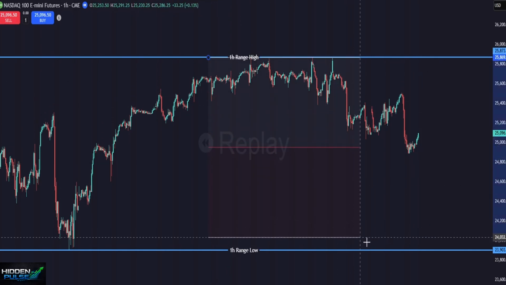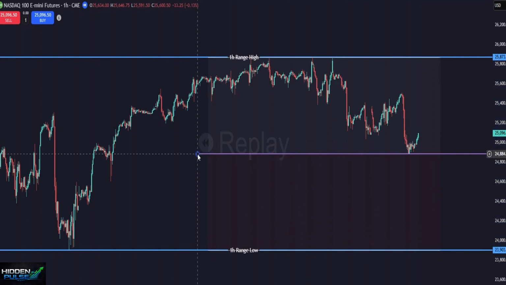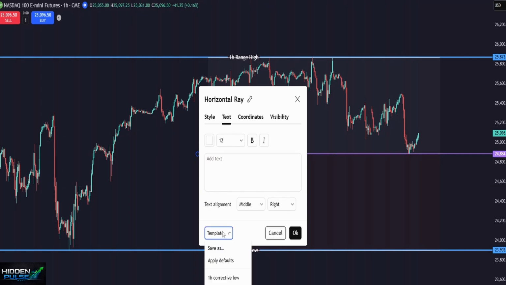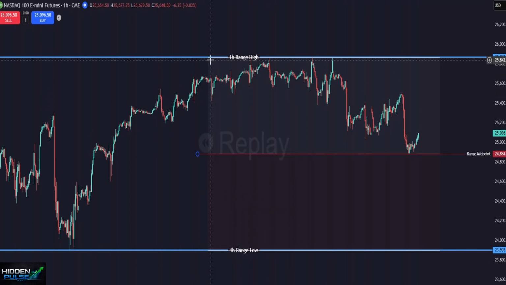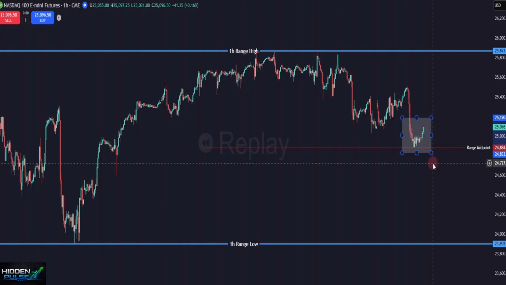All right, next, I'm going to mark the midpoint of this range. This is literally just the 50% level. Nothing special, nothing mystical, but it's one of the most useful pieces of information on the chart. Notice how price is currently bouncing exactly at the midpoint of this range. We'll go deeper into this later in the video.